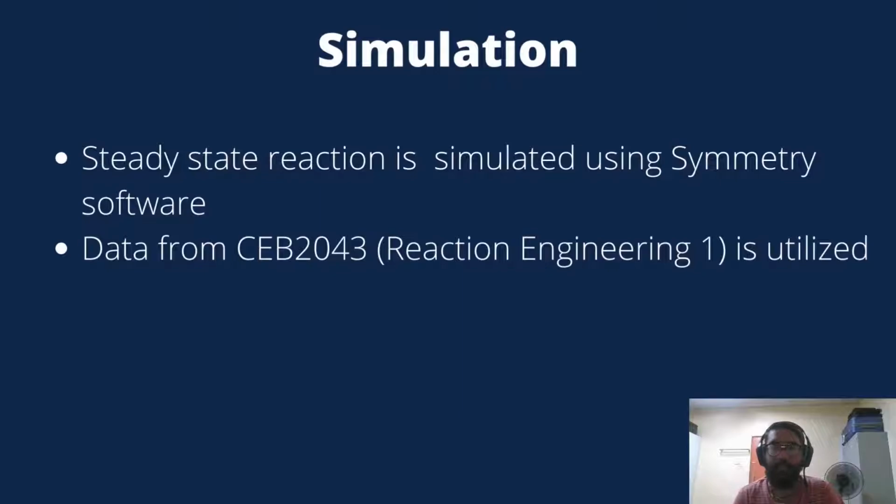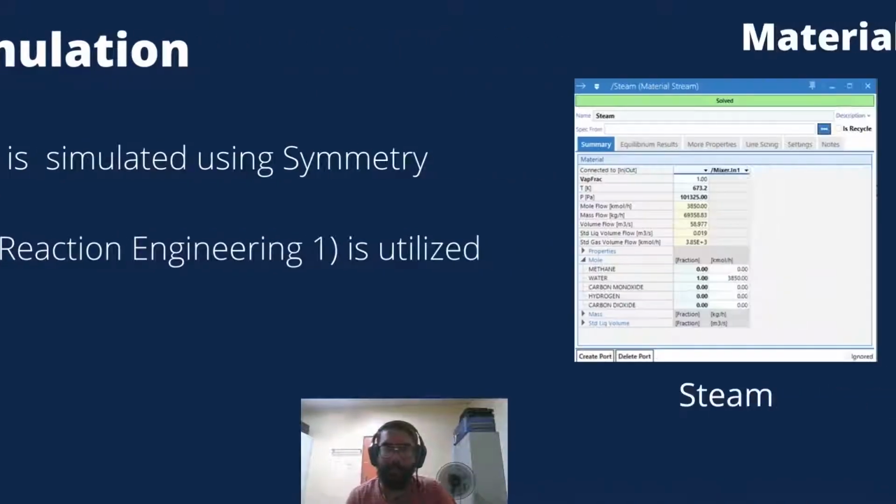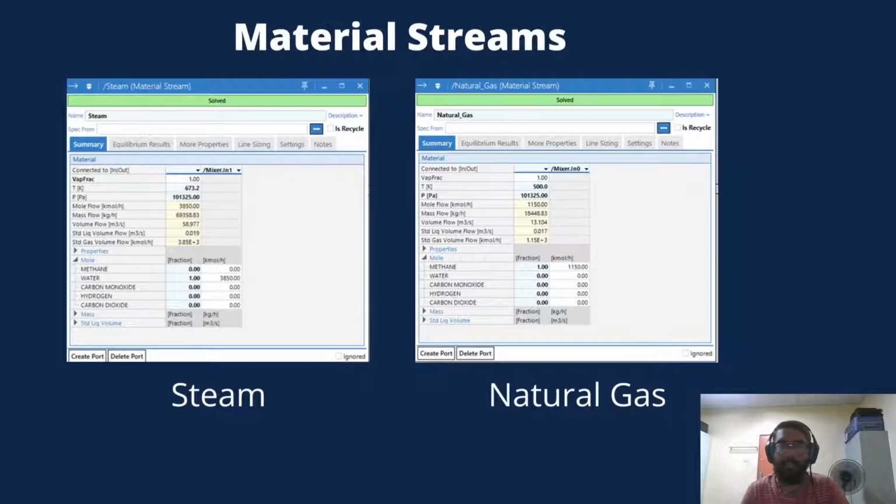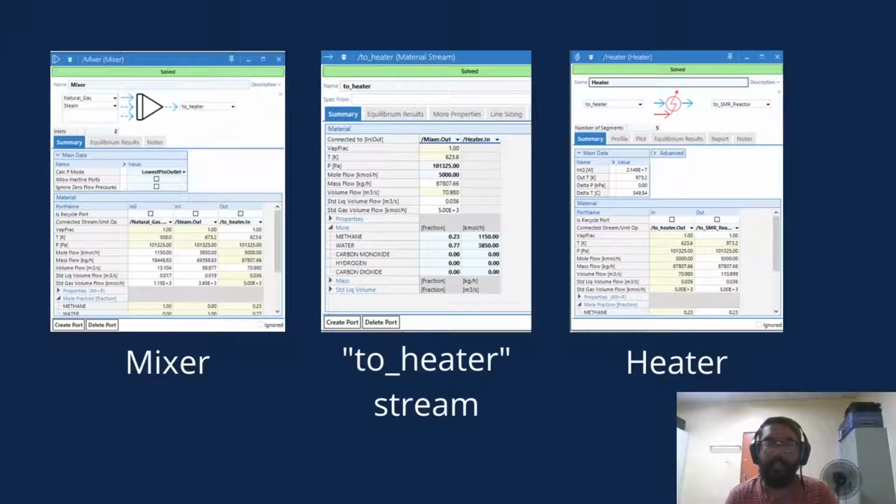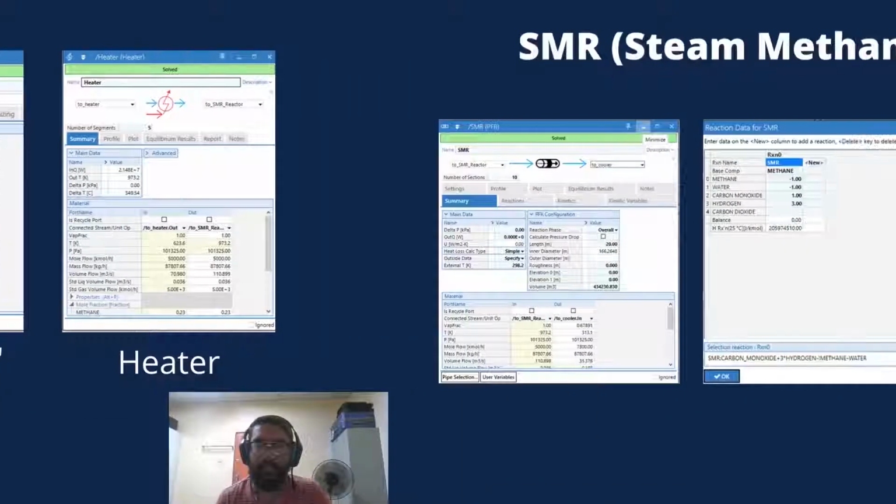As for the simulation part, the steady-state reaction is simulated using Symmetry software, and data from Reaction Engineering 1 is utilized to simulate the whole process. Two material streams are added, which are steam and natural gas. The mole fraction and properties of the material streams are shown in the diagram above. After that, a mixer and a heater are added into the flow diagram. Both inlet streams are mixed with the mixer and connected to the heater via two heater streams.